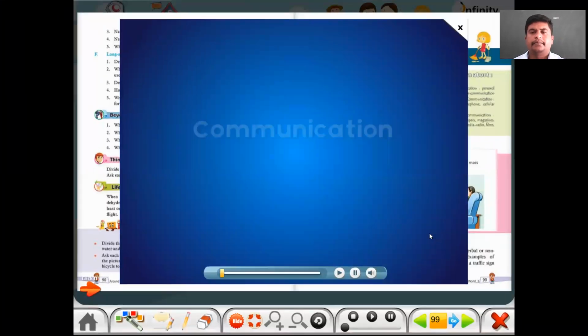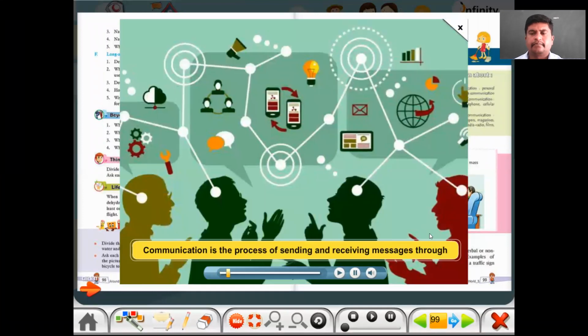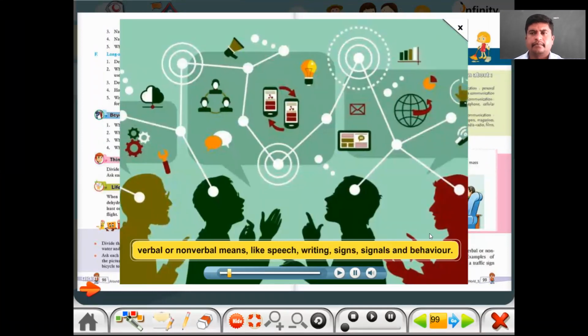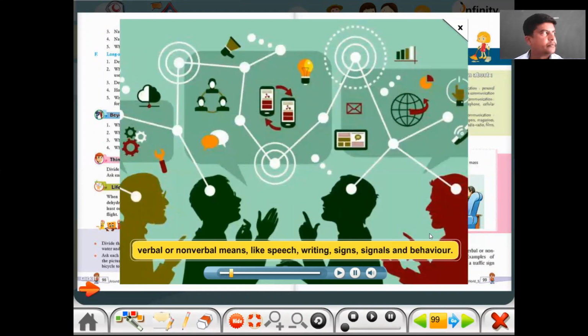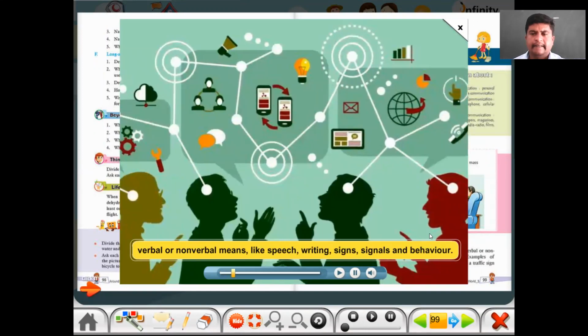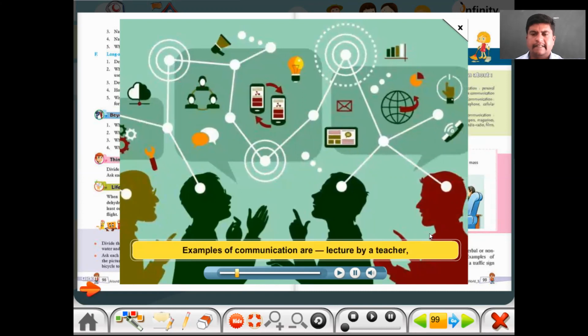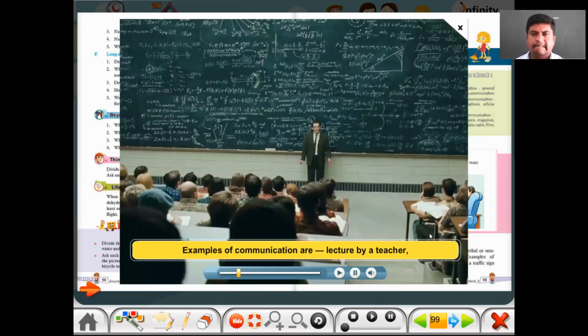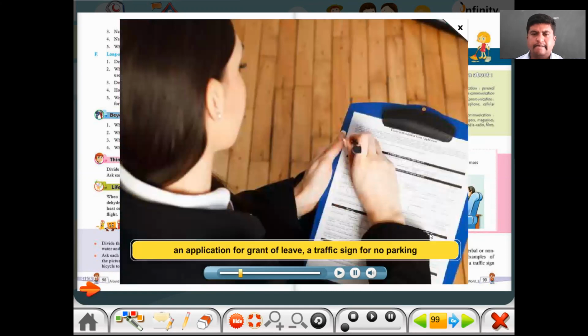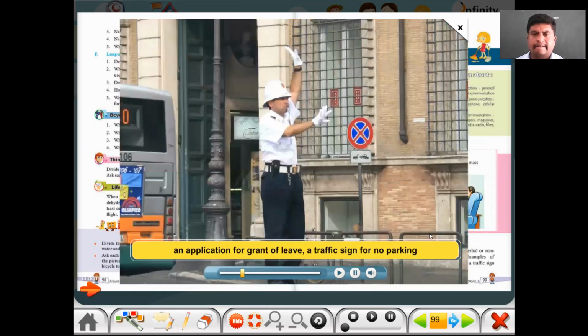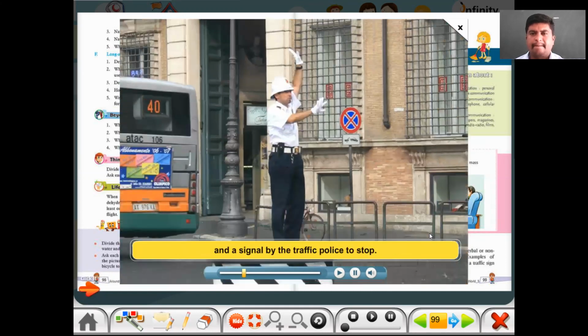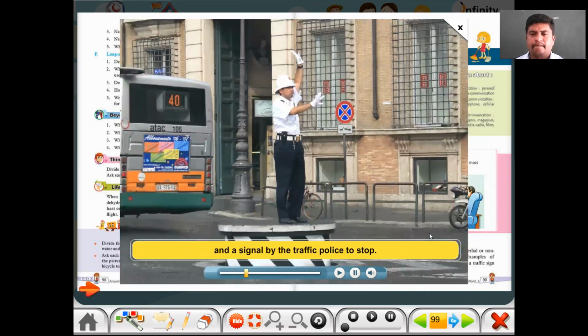Communication is the process of sending and receiving messages through verbal or non-verbal means like speech, writing, signs, signals, and behavior. Examples of communication are a lecture by a teacher, an application for grant of leave, a traffic sign for no parking, and a signal by the traffic police to stop.